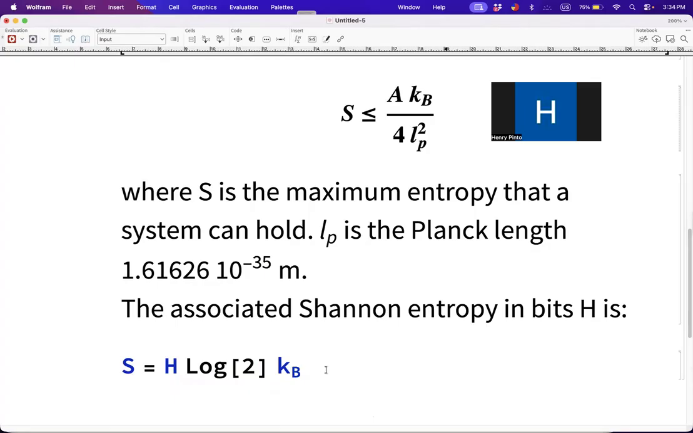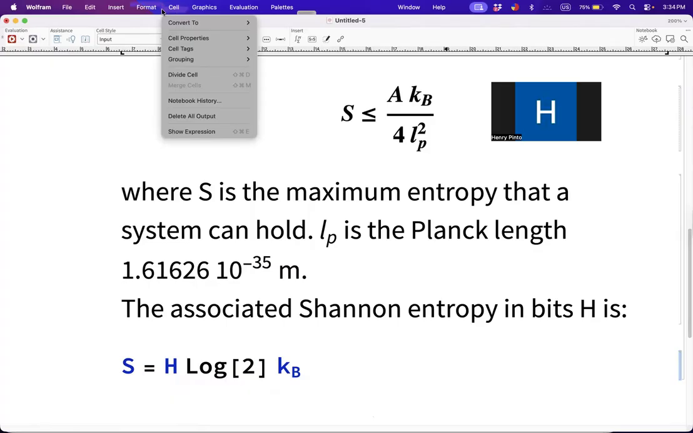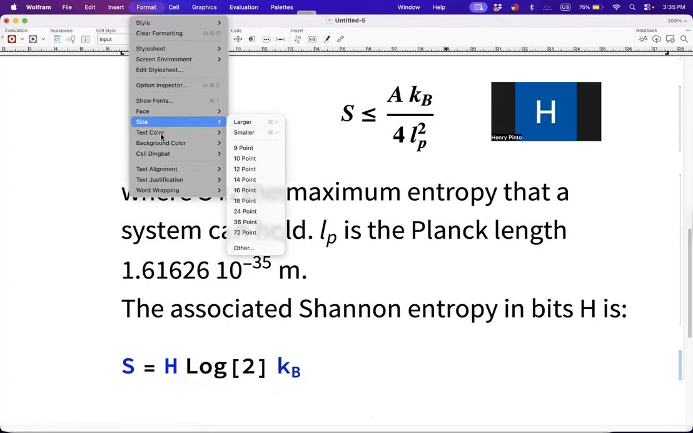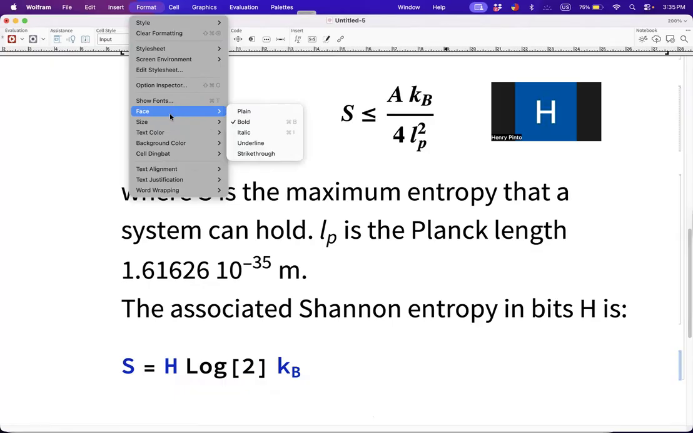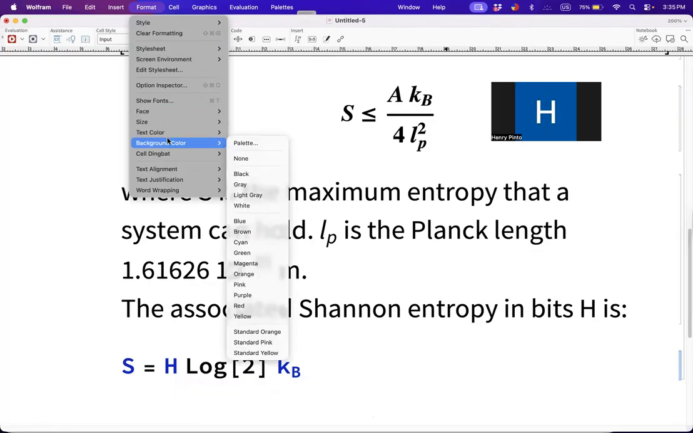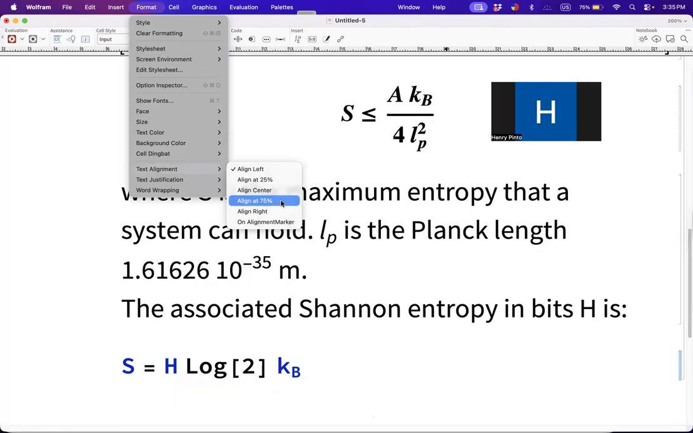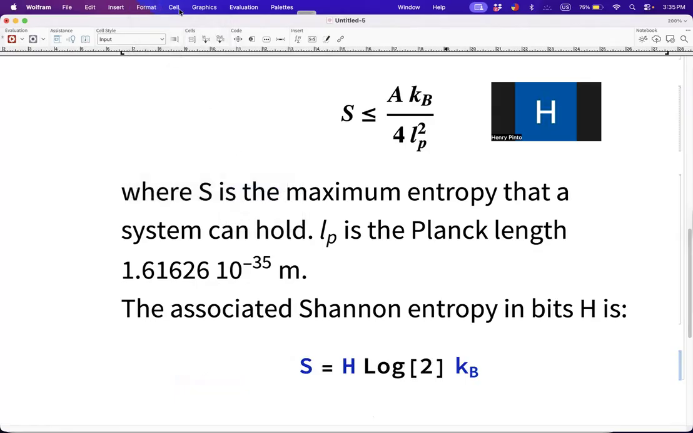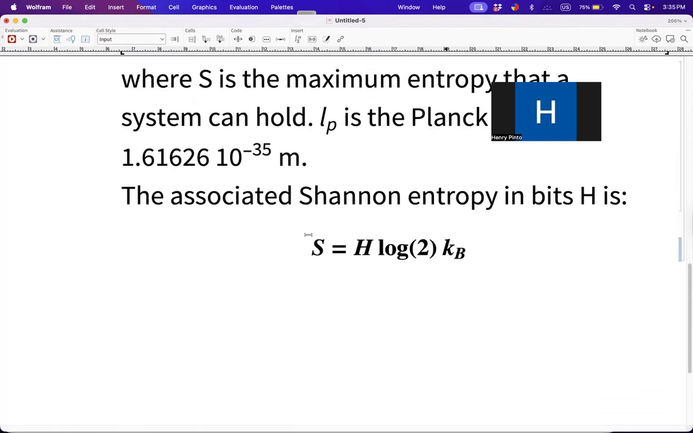Okay, so we have this. I'm going to put this in the center and convert this cell to traditional form. So I repeat again, there is a relationship between the Shannon entropy in bits H and the entropy S. There is this very famous formula, right?